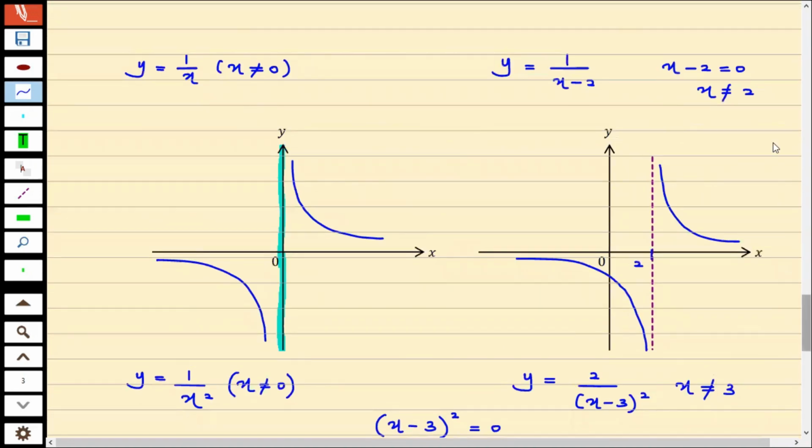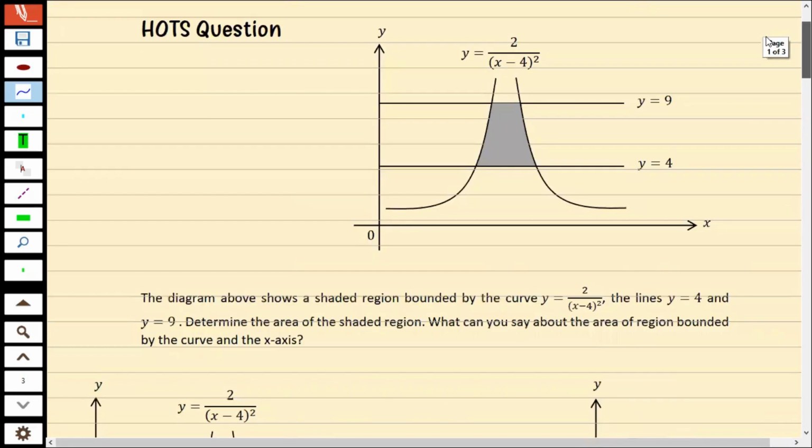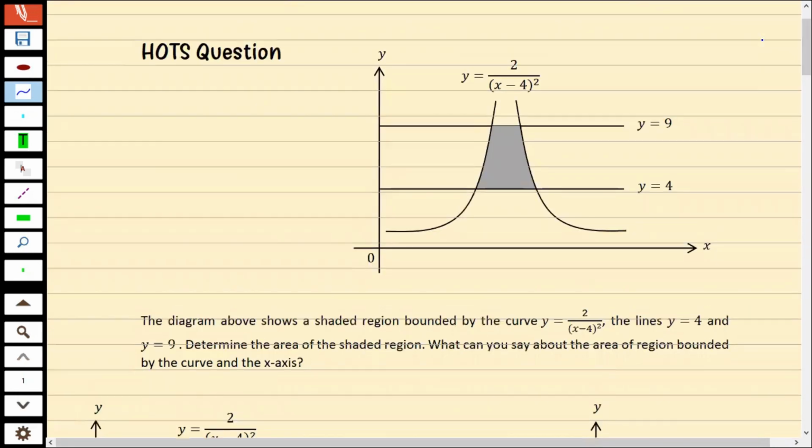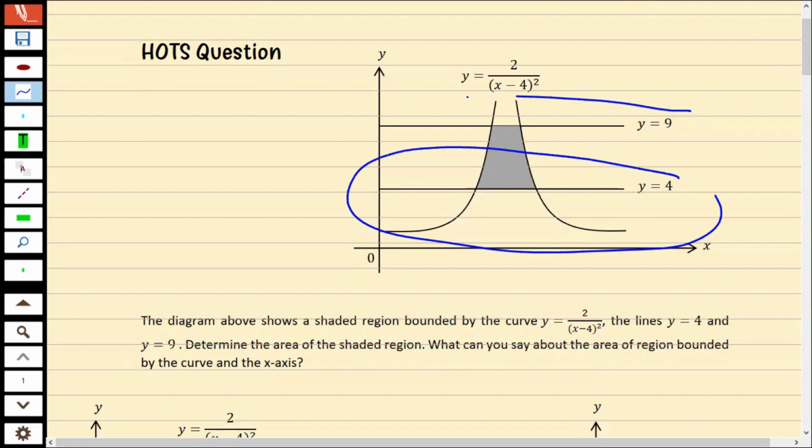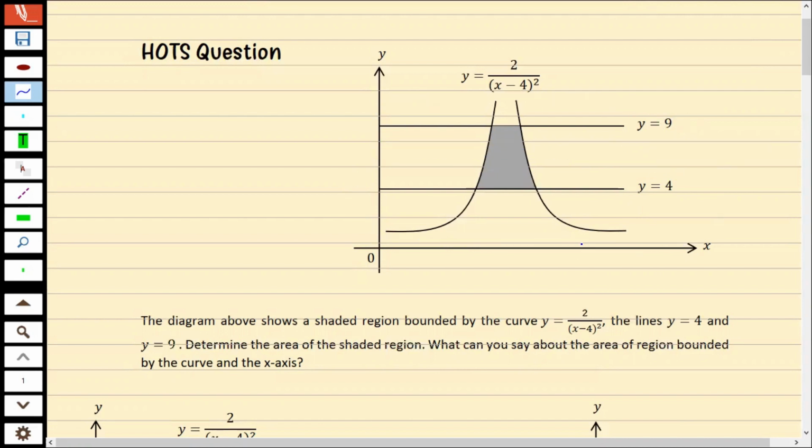So I'm going back to this question, class. Okay, this is your question, class. Do you want to read the question? The diagram above shows a shaded region bounded by the curve y equals 2 over (x minus 4) squared, the line y equals 4. I think you can see the line. This is a line called y equals 4, and this is a line called y equals 9. We have two lines there. Okay. Determine the area of the shaded region.